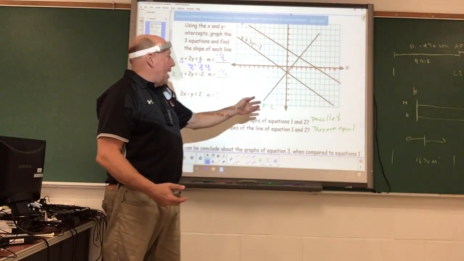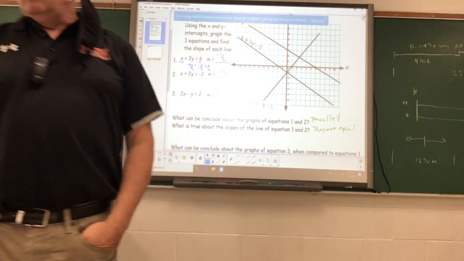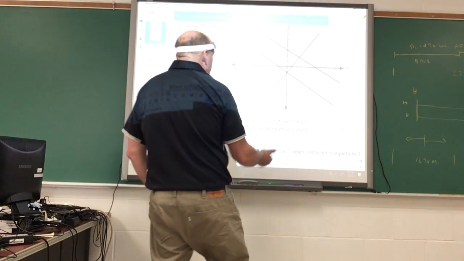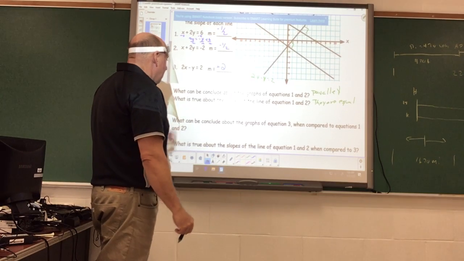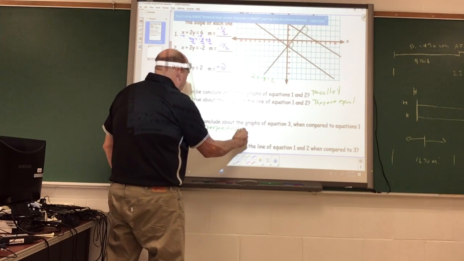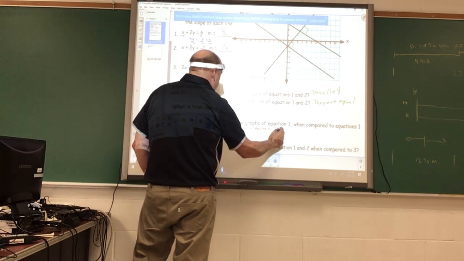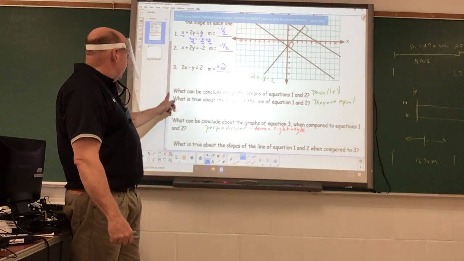And if I take a look at the third equation and compare it to 1 and 2, what do those lines look like? What are the forms there, Thaddeus? Perpendicular. They form a right angle. Even though my graph is not quite perfect here, you guys have a better chance of getting that close. They're perpendicular, which once again form a right angle.